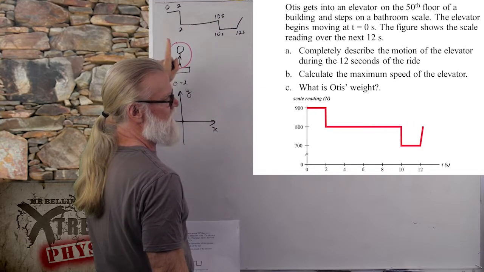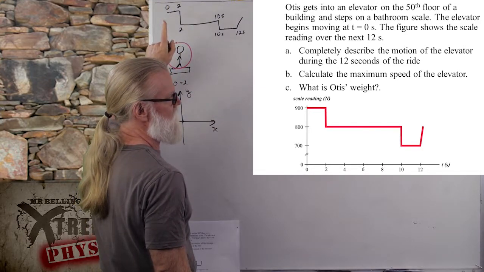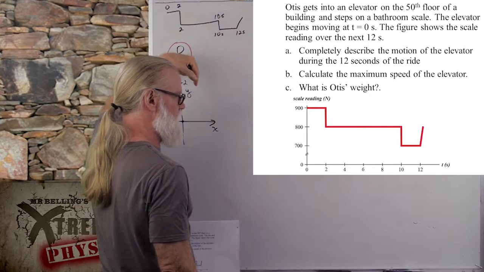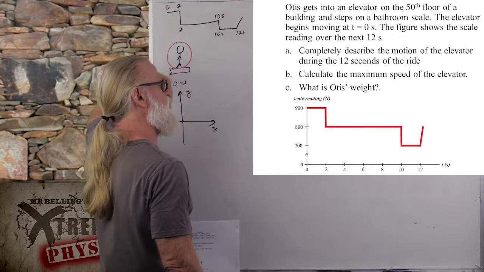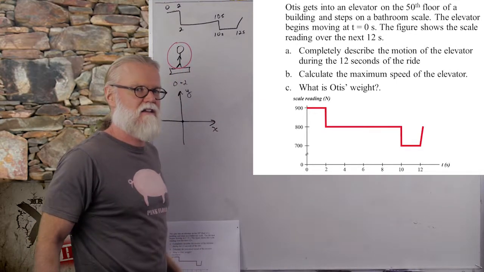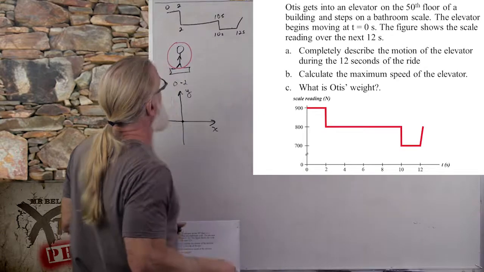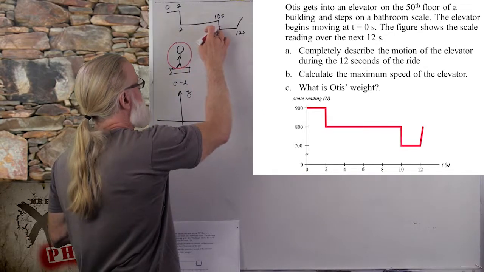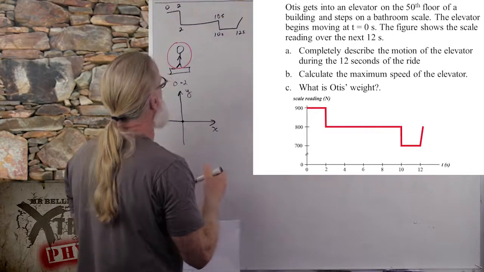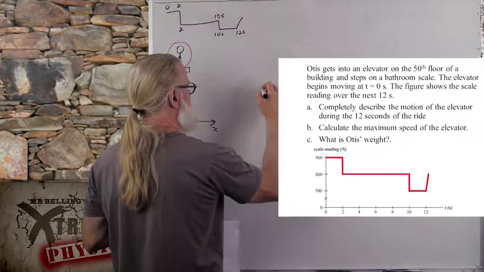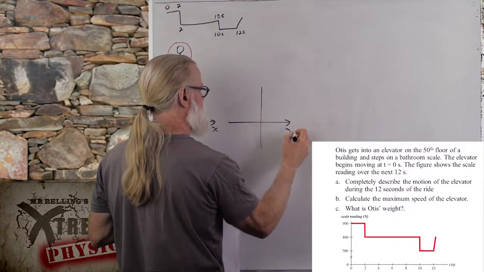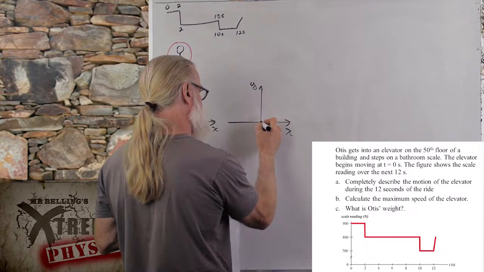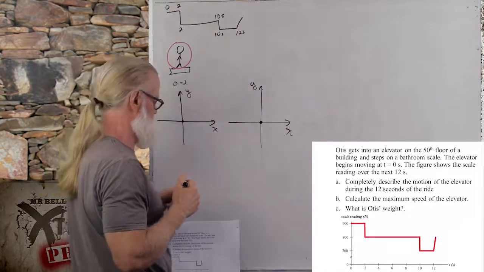You're either speeding up, and then going constant speed, and then slowing down, going up, or you're speeding up, going down, going constant speed for a while, and then slowing down as you reach the bottom. So right here between 2 and 10 is going to be Otis's weight, right? That's where he's going at constant speed. That's how elevators work. They go at constant speed during most of the trip. You can't even tell you're moving, except things shaking around a little bit, maybe.